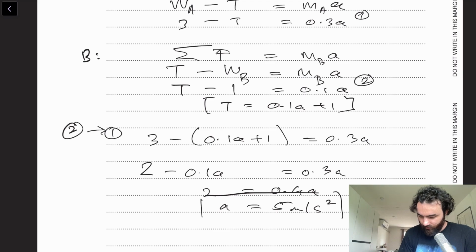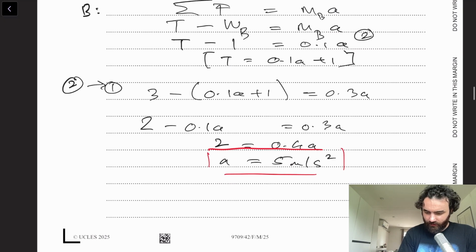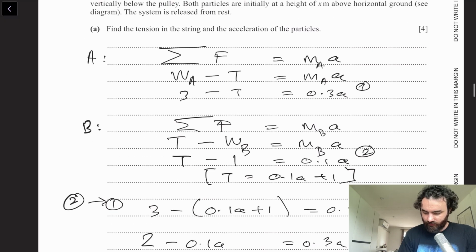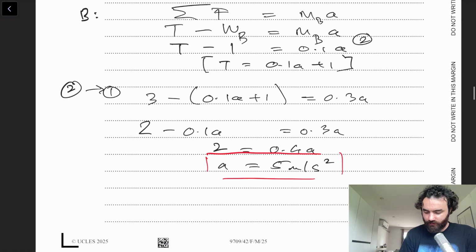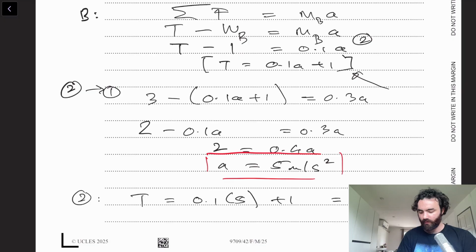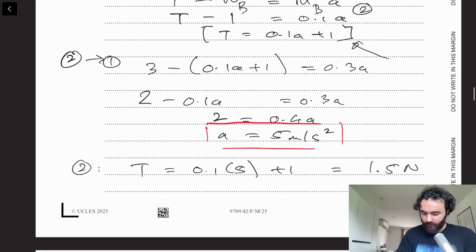So that's your A. I should do it in red. That's your A, and therefore you substitute that into equation 2. You get T equals 0.1 times 5, plus 1, which equals 1.5 newtons. So T equals 1.5 newtons.